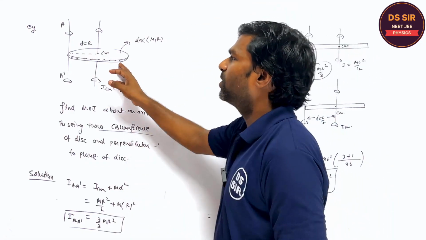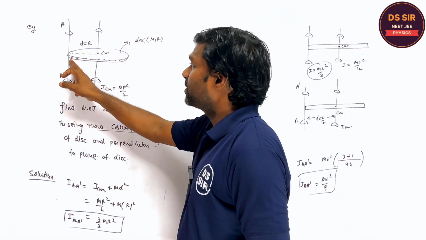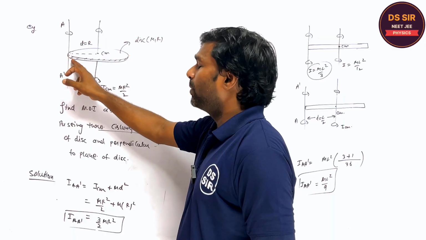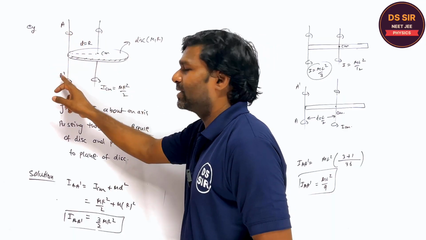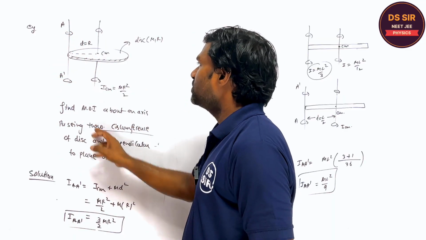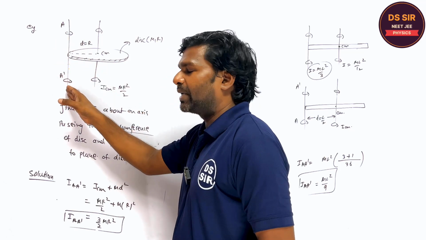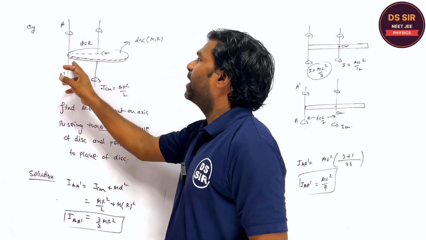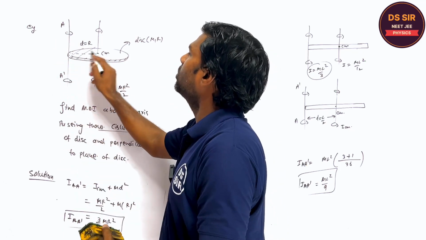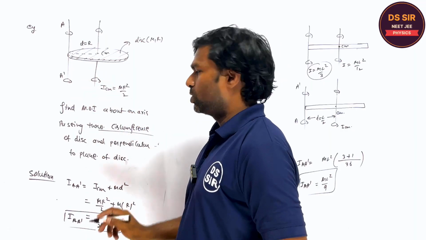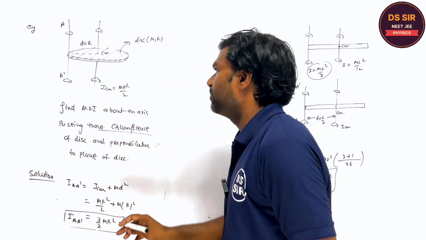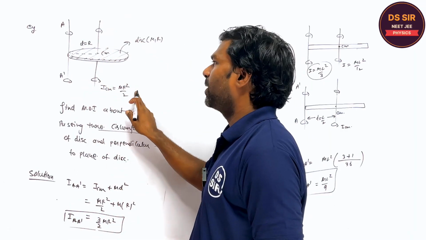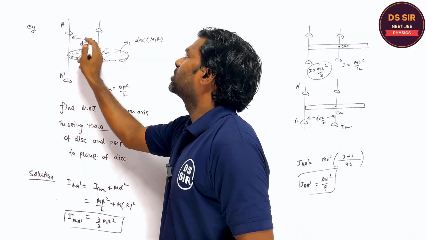So what is this? This is the moment of inertia of the disk about an axis passing through the circumference, and this axis is perpendicular to the plane of the disk. So I is equal to ICM plus MD square. So what is the ICM? Say MR square by 2, and what is the D? Say D.